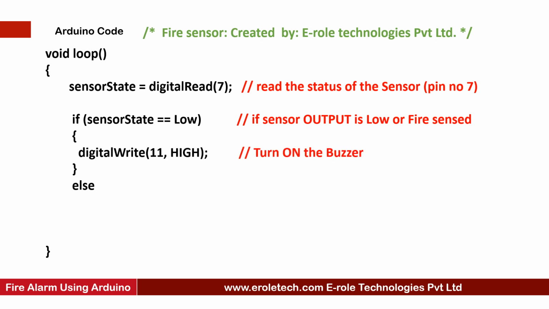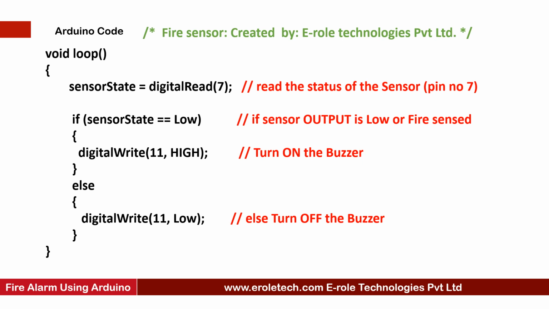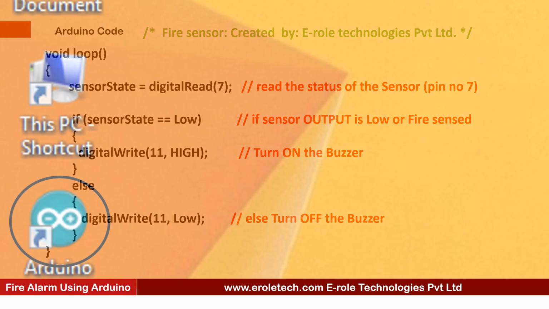It shows that there is a fire in front of the sensor. If sensor state value is high, then Arduino will give a low signal at its pin number 11, and buzzer will turn off. It shows that there is no fire in front of the sensor.